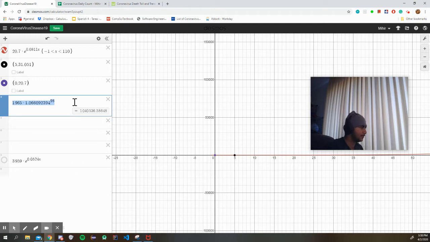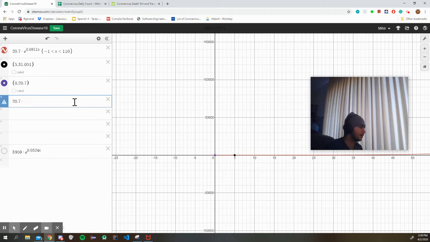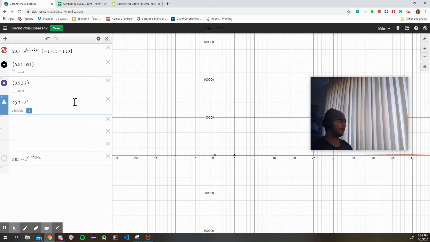So initial is 20.7 times b to the x. Okay, so what's our b? B is always going to be our fifth value, which is 31.051, divided by our initial, 20.7. Just keep in mind I take the fifth value because the numbers work easier. So I divide that to find a compounded rate, and then I do that to the power of 0.2, or take the fifth root of that.